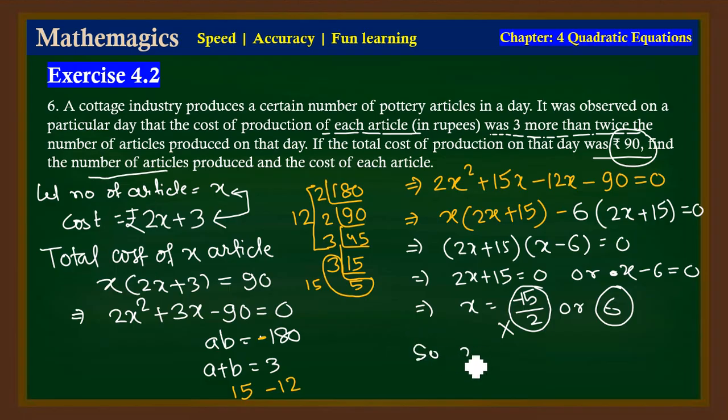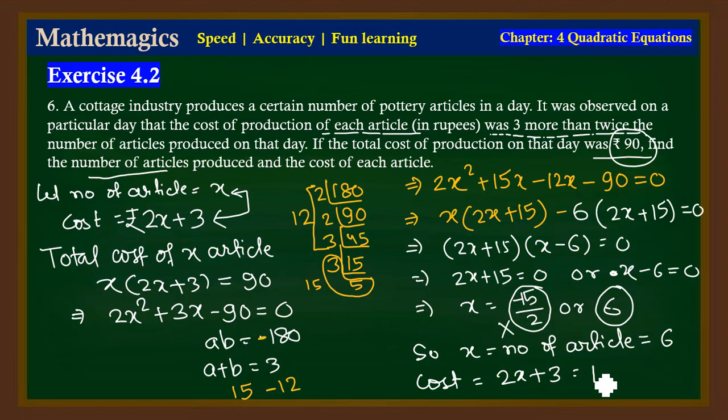So x is equal to the number of articles, that is equal to 6. So here the question is saying that the cost of each article, we know that the cost is 2x plus 3. So let us put the value, 6 twos are 12, 12 plus 3 becomes 15 rupees. So dear friends, the number of articles is 6 and the price is equal to 15.